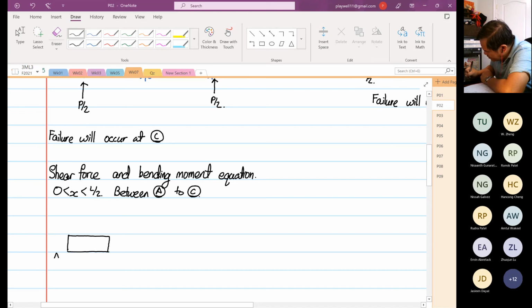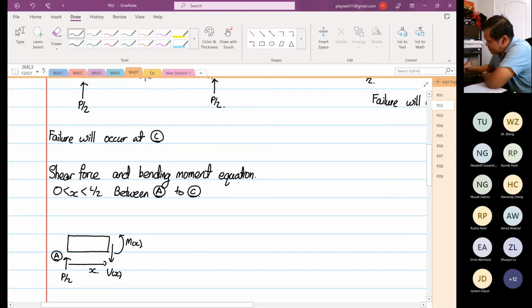So this is our point A. We know at point A we have P/2, right? This is our distance X now. We assume the shear force is coming down, V as a function of X, and then moment as a function of X. So we're going to apply static analysis.